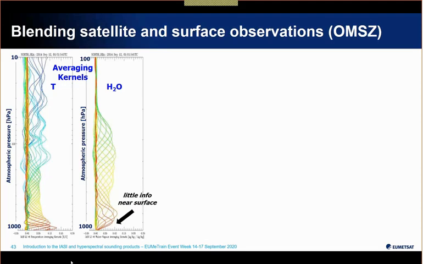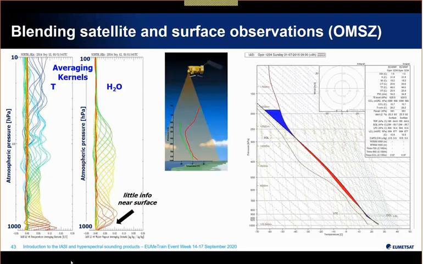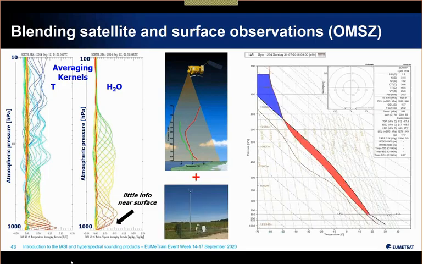And we know that for some instability parameters that require an accurate representation of the temperature and humidity near surface, this could be a potential issue. So one thing we are exploring with the Hungarian Met services is to blend satellite sounding, whereby we could retrieve some CAPE here, with ground-based observations to replace the first layer temperature and humidity.